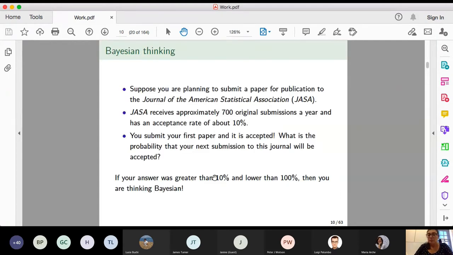So this is one of the main ideas with this different approach: we are going to take into account the past knowledge that we had, in this case, that 10% of the papers were accepted, and we are going to update the knowledge that we had up to now with the new data, with the new evidence that is arriving.